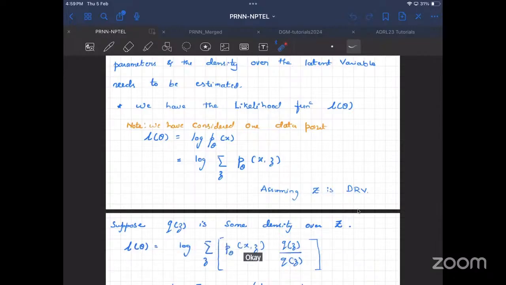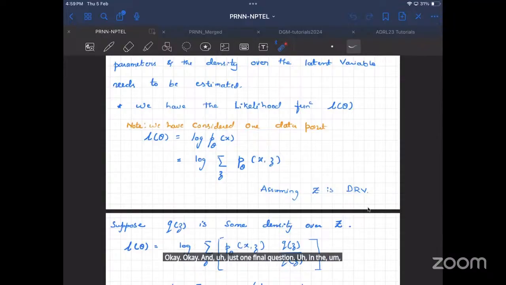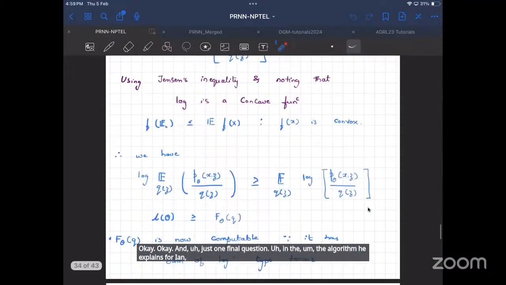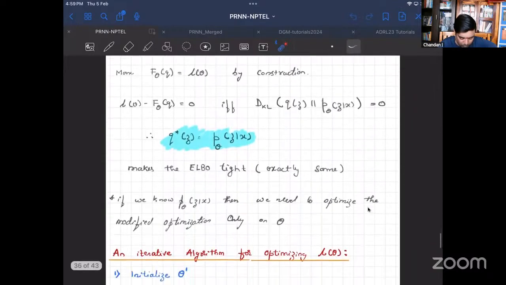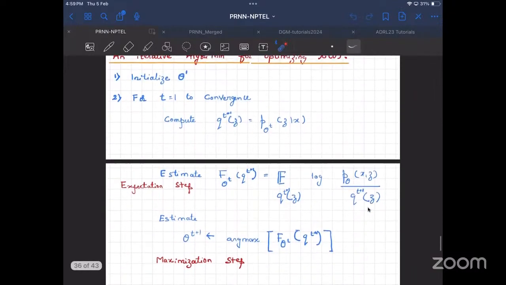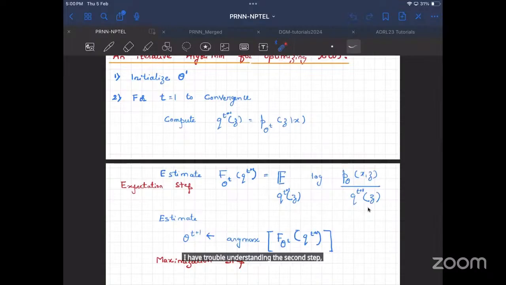Okay. Just one final question. Go ahead. In the algorithm he explains, the steps, the second one, I have trouble understanding the second step.